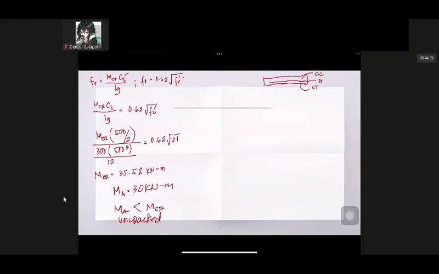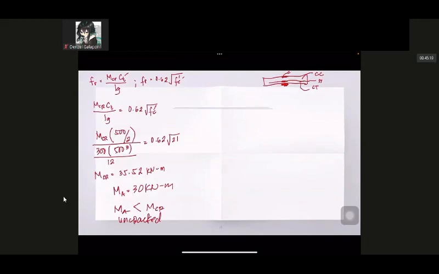So ibig sabihin, itong part na ito, hahawakan niya yung compression. Sa baba naman, tension ang hahawakan ng concrete. Sabi ng steel, sige, tutulong ako sa tension. Pero kung crack na siya, ibig sabihin, naputol na ito, wala nang kwenta itong nasa baba. Ang hahawak na lang ng tension is the steel. So that is the difference between the crack and your uncracked section.